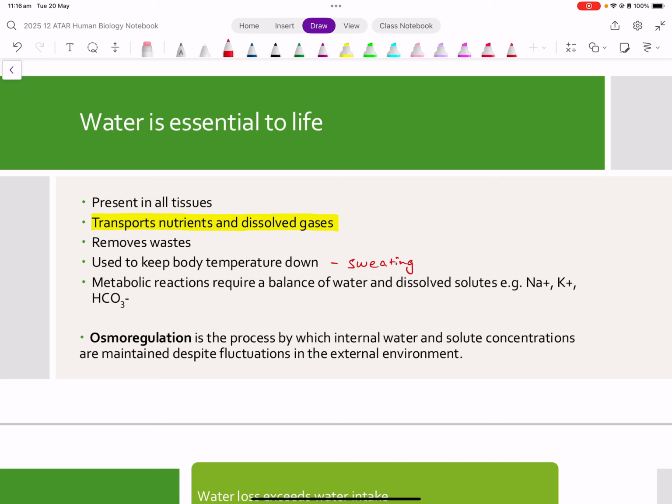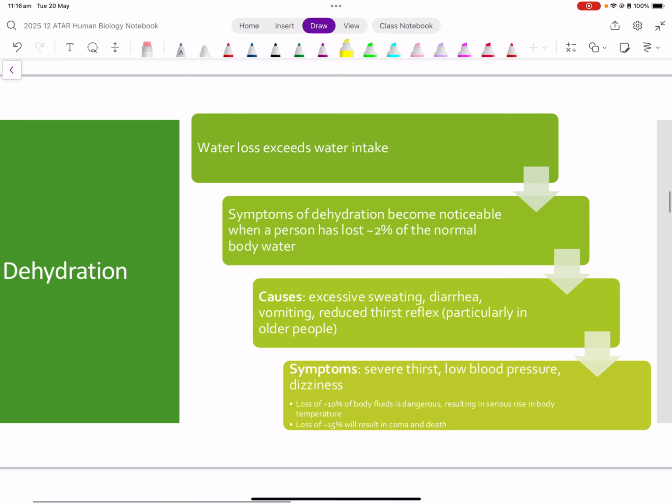So when we're talking about osmoregulation and the focus for our lesson moving forward, osmoregulation is a mechanism of homeostasis where we're looking at internal water and solute concentrations, and we're maintaining them despite changes in the external environment. So, the first deviation from a normal osmoregulation pattern is dehydration, and it's probably the one that we hear about the most, especially in sporting guys, if you like.